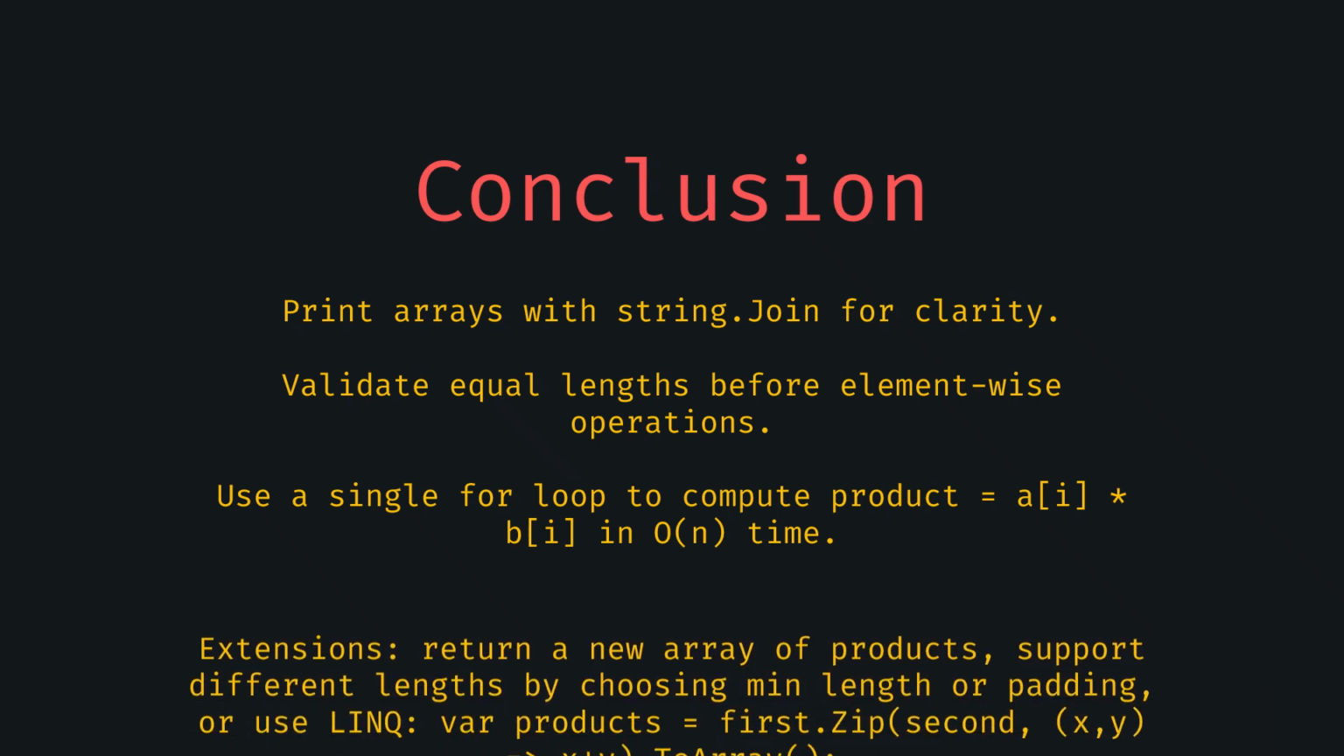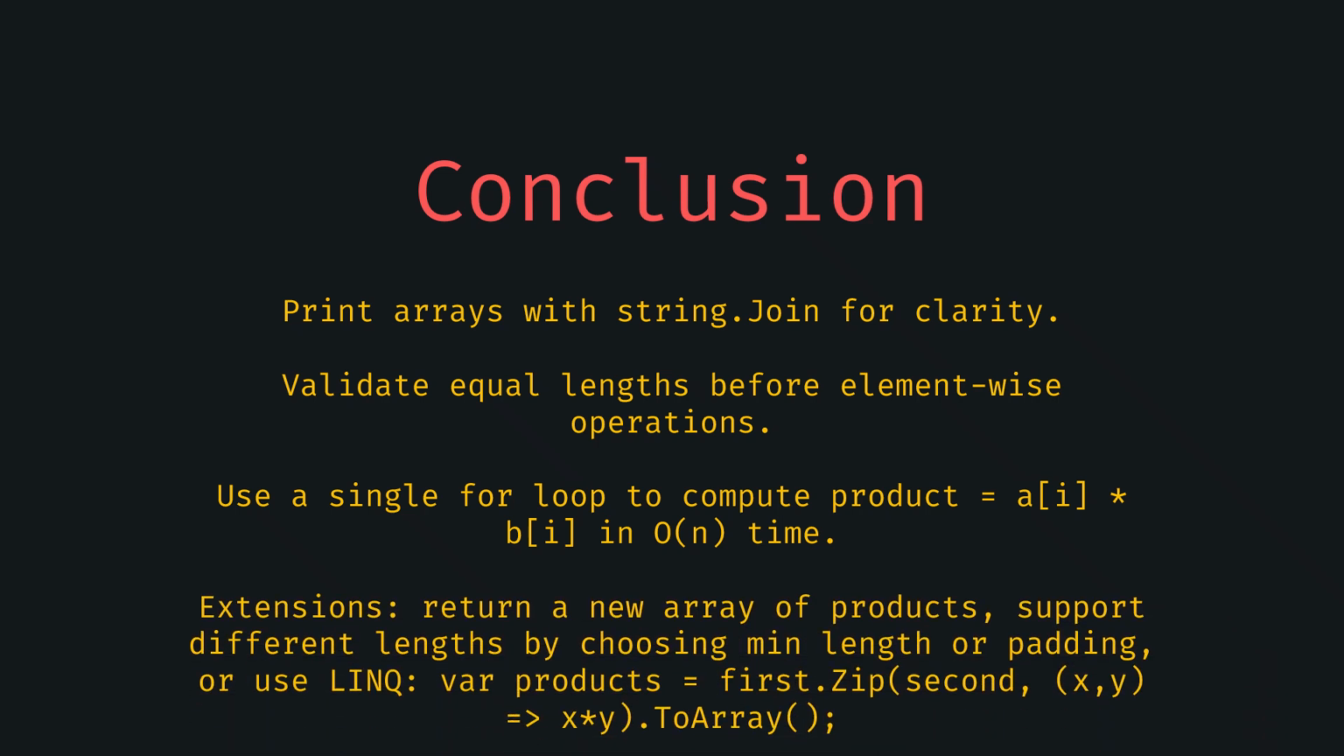To wrap up, the minimum safe solution checks array lengths and then multiplies in a loop, perfect for teaching and small utilities. If you want a reusable function, return an int array of products instead of printing, or use zip from LINQ for a concise expression. Try modifying the code to accept user input or command line arguments for dynamic range and arrays.